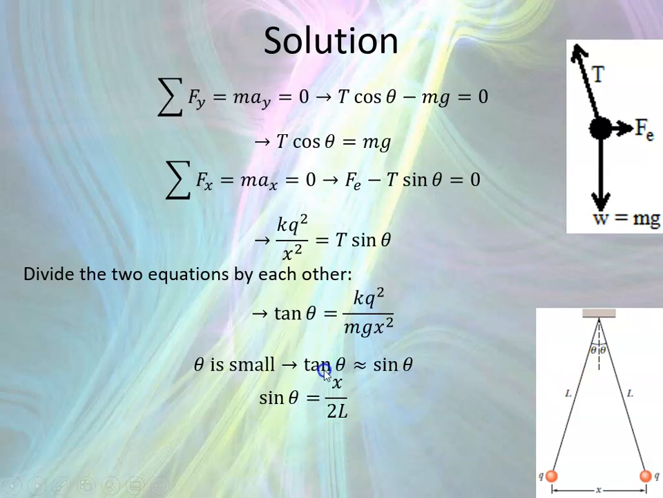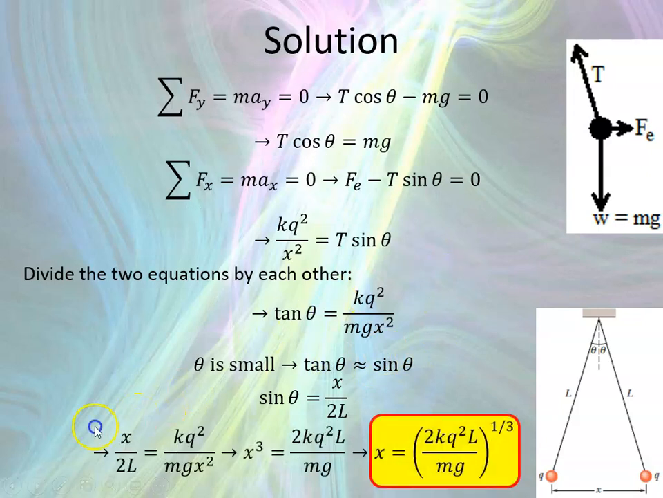Since we have tan theta is about sine theta, well, what is sine? Sine is opposite over hypotenuse. Well, opposite of this angle theta is going to be half of this length x. That's called x over 2. So we have x over 2 opposite over hypotenuse, L. So x over 2 over L, which is just x over 2L. That is sine theta, so we're going to plug that in for sine theta, and we're plugging sine theta in for tan theta.